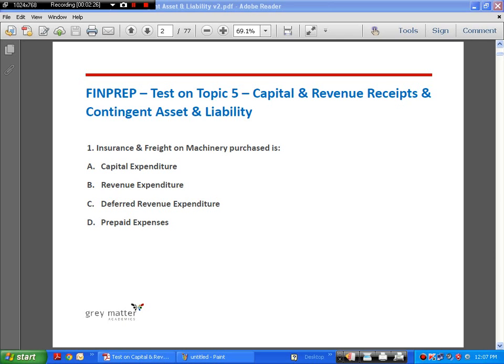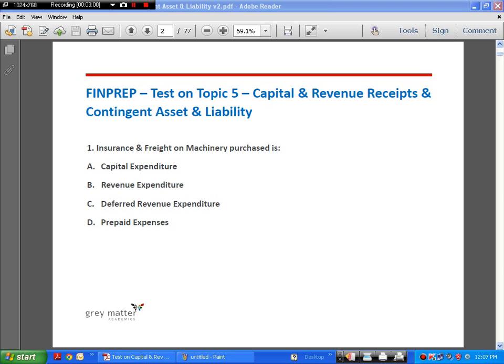Similarly, if we treat a capital expenditure as a revenue expenditure, then the profit is going to be understated and the asset position is also going to be understated. For example, if machinery purchased is debited to repairs account or some other nominal account, then profit will be understated and the asset position is also going to be understated. So that is why it is important to distinguish between capital expenditure and revenue expenditure.